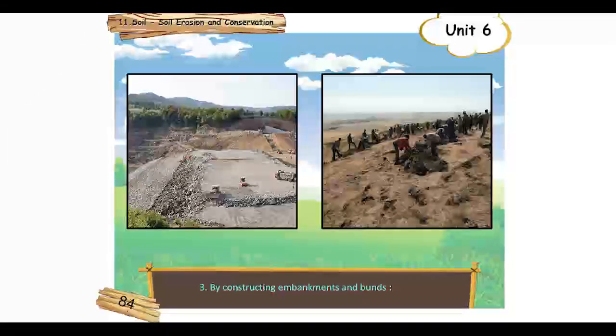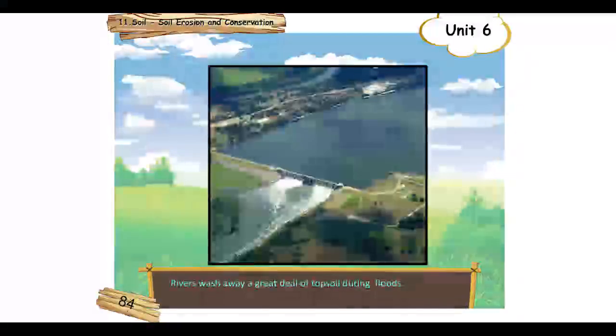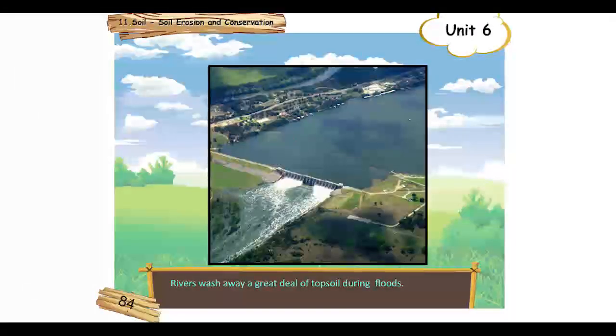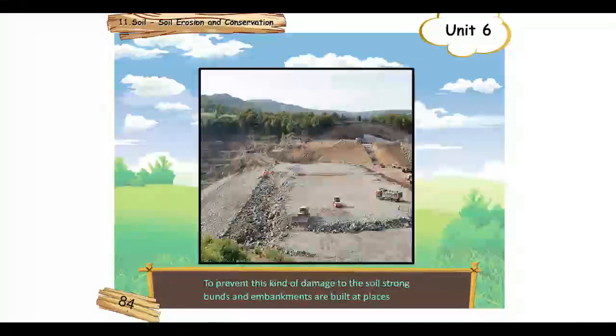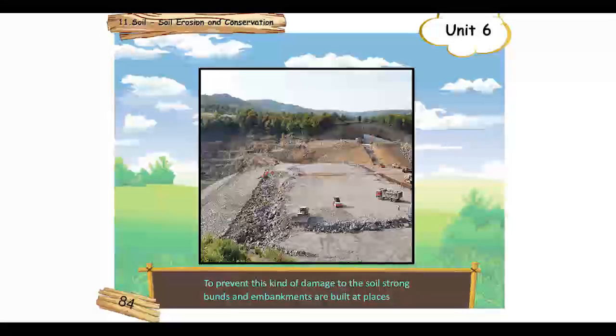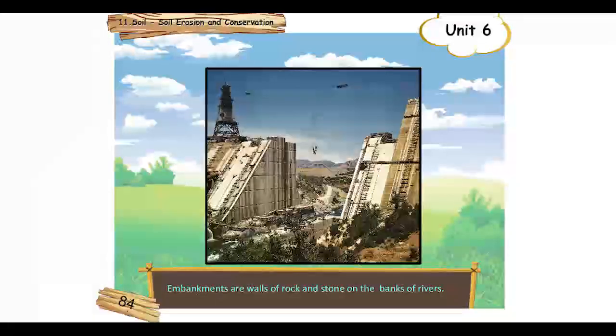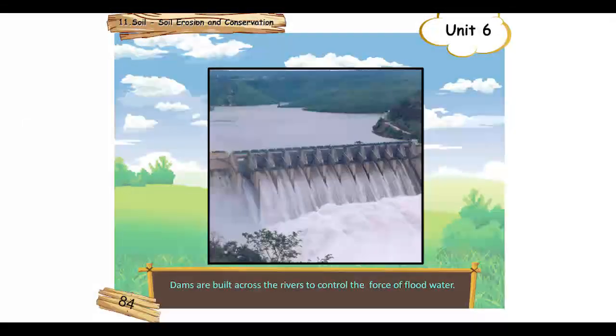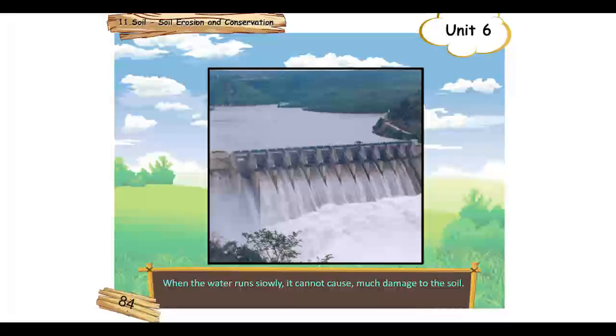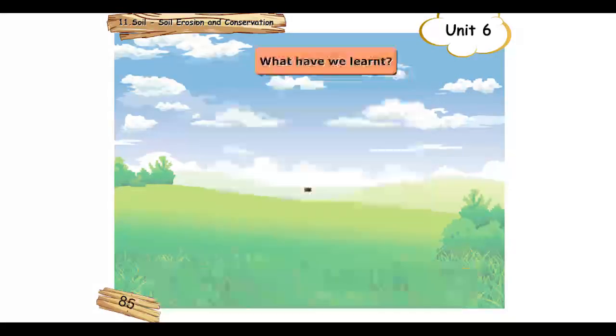3. By constructing embankments and bunds. Rivers wash away a great deal of topsoil during floods. To prevent this kind of damage to the soil, strong bunds and embankments are built at places where the water strikes against the bank. Embankments are walls of rock and stone on the banks of rivers. Dams are built across the rivers to control the force of flood water. When the water runs slowly, it cannot cause much damage to the soil.